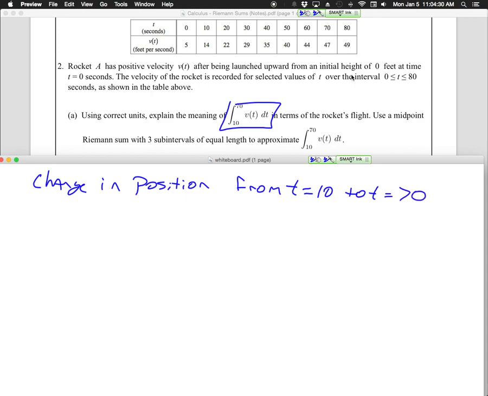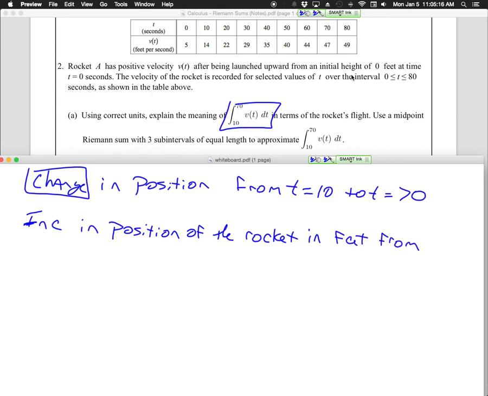So that's my initial. Now I want to go back and clean it up. What do we want to replace change with? Increase or decrease? It's an increase. How do we know it's an increase? Because velocity is positive, greater than 0. So an increase in position of what? The rocket. Position of the rocket in feet from t equals 10 seconds to t equals 70 seconds. Do we have to write out feet, or can we just put FT? You can put FT.